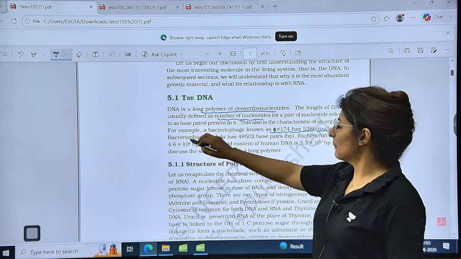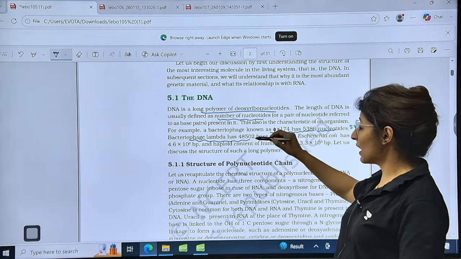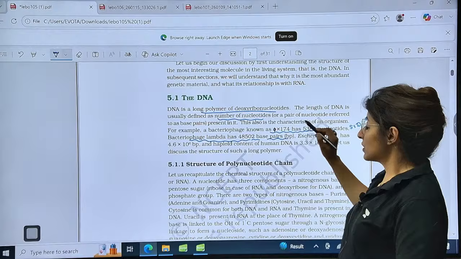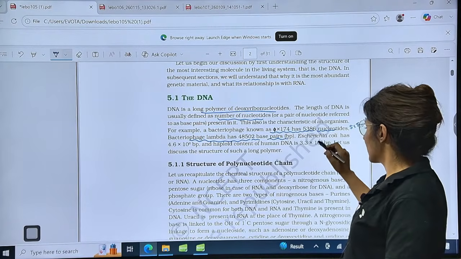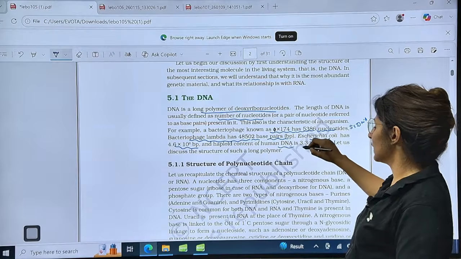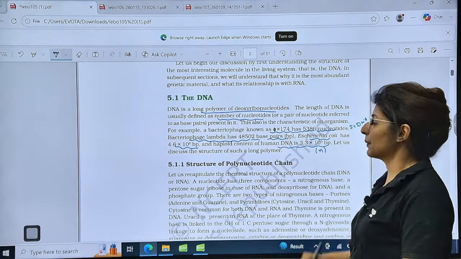Then lambda bacteriophage. So lambda has 48502 base pairs. Those which have base pairs, they have double stranded DNA. E. coli has 4.6 into 10 raised to power 6 base pairs, and human DNA 3.3 into 10 raised to power 9 base pairs, and this is the haploid content.